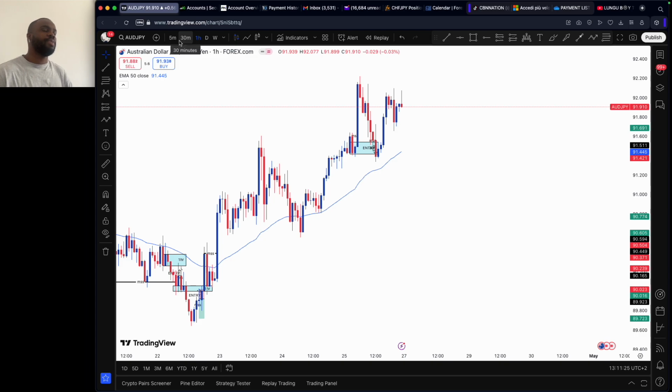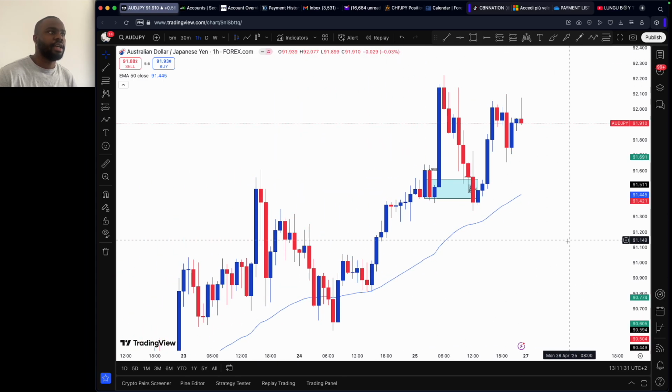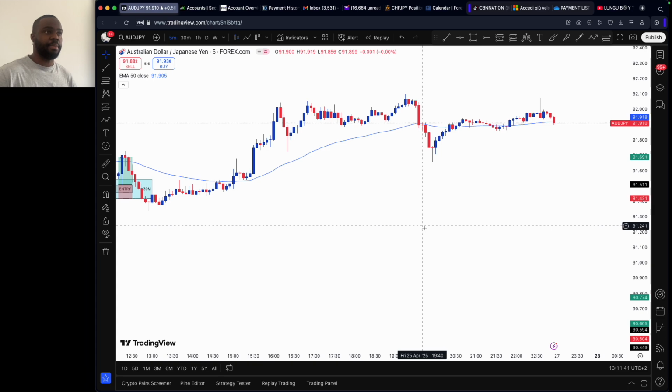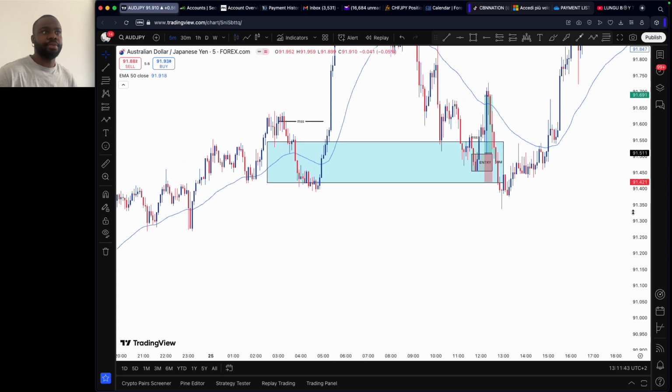Then again, I have AUDJPY. AUDJPY was another trade that actually hit our take profit, because as you can see, I saw this market structure shift with this bullish movement to the upside. Then I waited for price to retrace back. So when price came back to that zone, look at what happened.